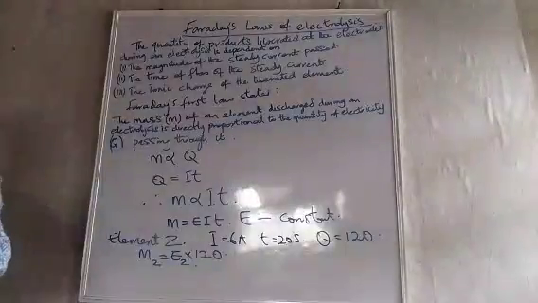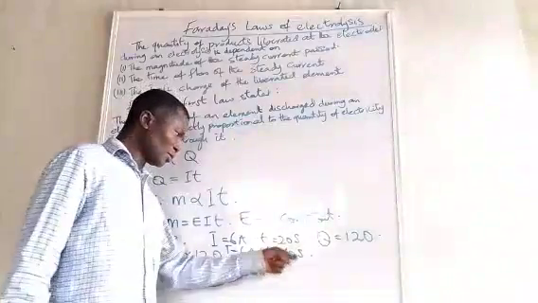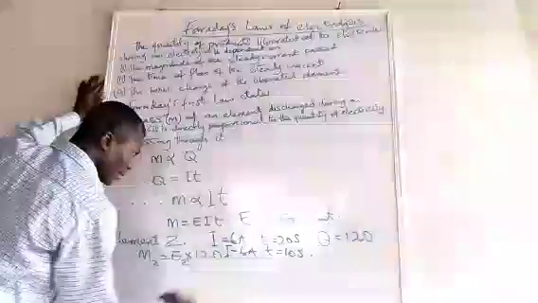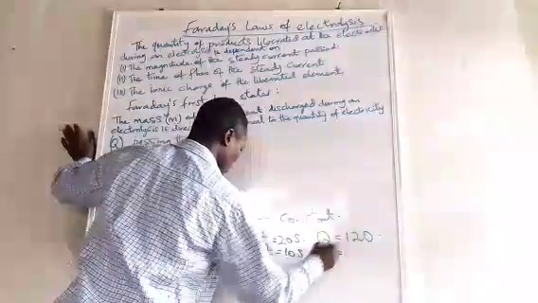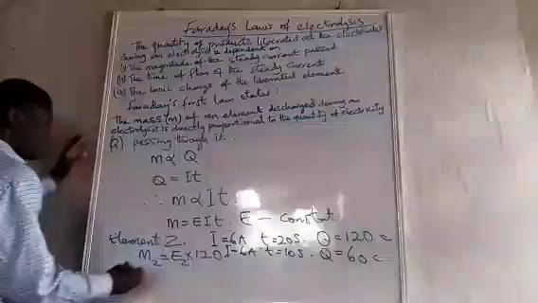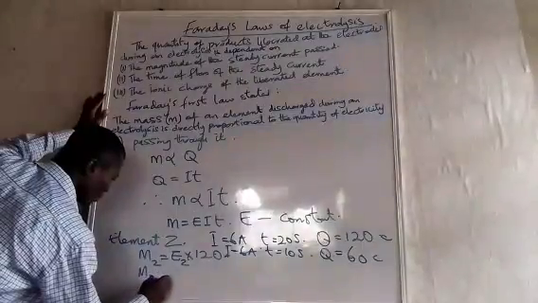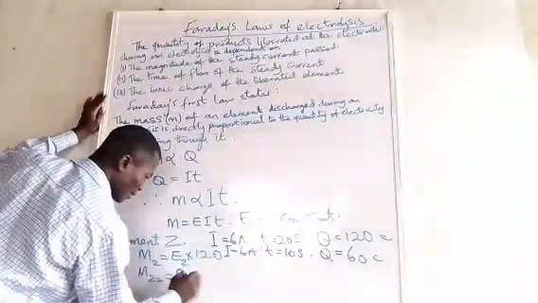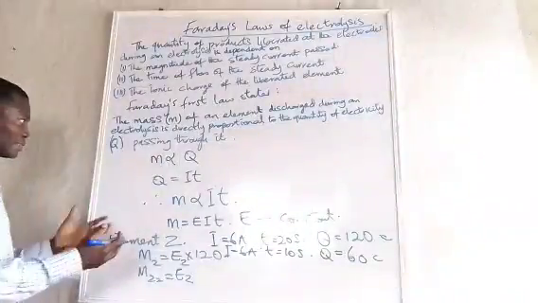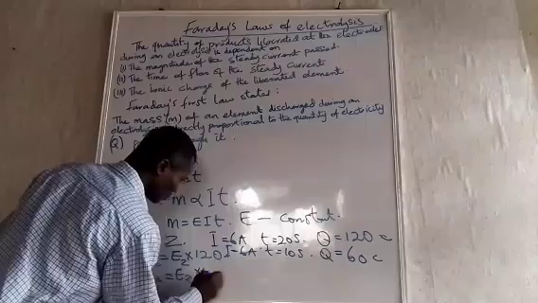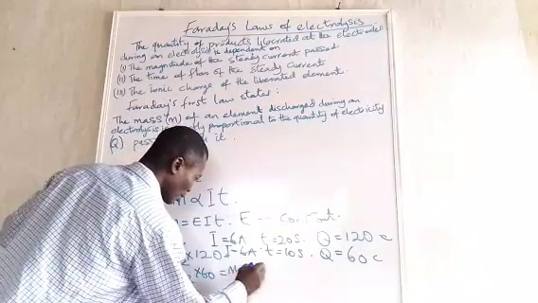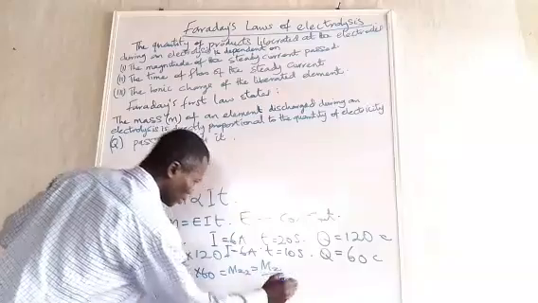Now let us reduce the time to 10 seconds. Let's see what it will be. In this instance, Q is equal to 60 coulombs. So we are going to have M2 equal to E_Z times 60. E_Z will be constant also. It is the quantity of electricity that is changing. Which means that M2 is equal to M1 over 2.